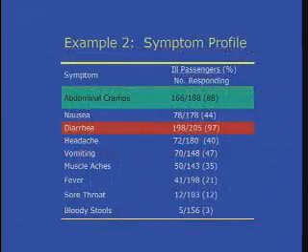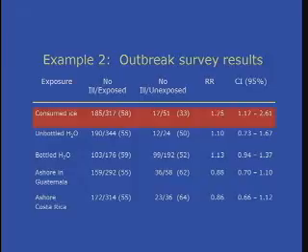Example 2, symptom profile. In this outbreak, the primary symptoms are abdominal cramps and diarrhea. There's some fever also associated with this outbreak, but please note that only one population is affected. Only passengers were ill in this particular outbreak. Example 2, outbreak survey results. In this outbreak, consuming ice was the vehicle that caused the outbreak.